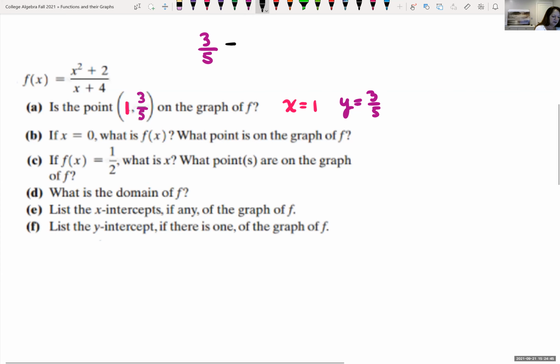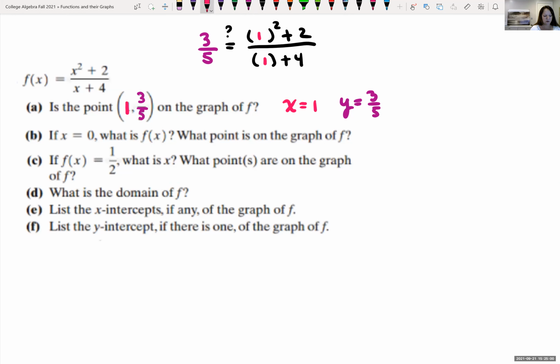So is 3/5 equal to, let's plug in 1 wherever we see an x, 1 squared plus 2 all over 1 plus 4? Well, 1 squared is 1, and then 1 plus 2 is 3 in our numerator. In our denominator, we have 1 plus 4, which is 5. And so this checks out. So yes, (1, 3/5) is a point on the graph.